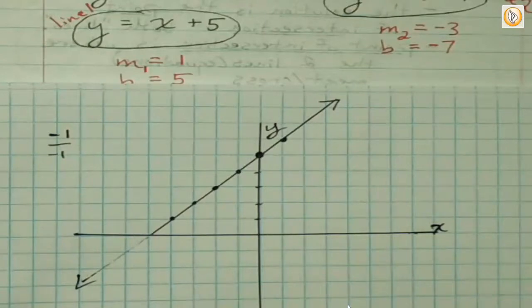Because we're not doing inequalities. Good question. If it's an inequality like less than or greater than, that's when it's dashed or solid.